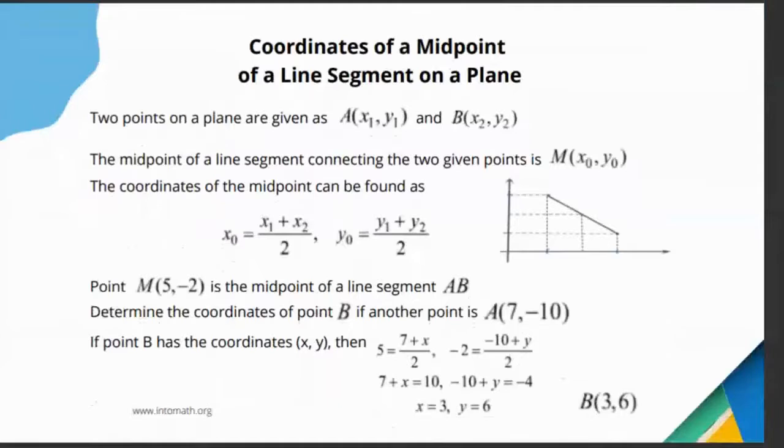Point M with coordinates 5, -2 is the midpoint of a line segment AB. Determine the coordinates of point B if another point A is 7, -10. You see here that we have to think a little bit outside of the box. Since we're not just directly solving for the midpoint, we're already given the midpoint, and we're trying to find one of the other points. Therefore, we are subbing in the coordinates of one of the points, and we'll have to isolate each one of the equations separately for the other coordinates. And we got a point of 3, 6.